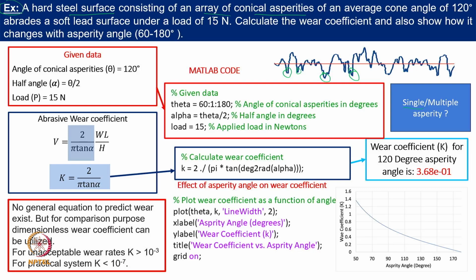So, what we say is an array of conical asperities, but again we are assuming that the average cone angle is 120 degrees. This is just an assumption, so that we can do some sort of theoretical formulation, understand the mechanics, or try to predict something which may not be 100% correct, but it will give us the concept, and then we can compare different materials. That is why dimensionless numbers are required when we want to compare.